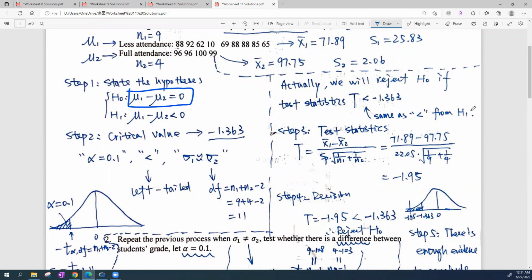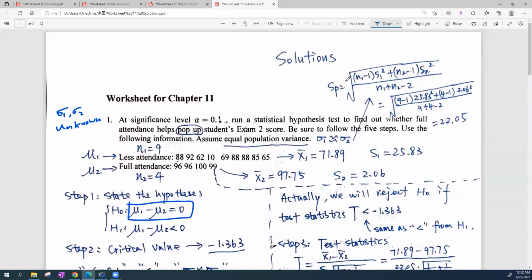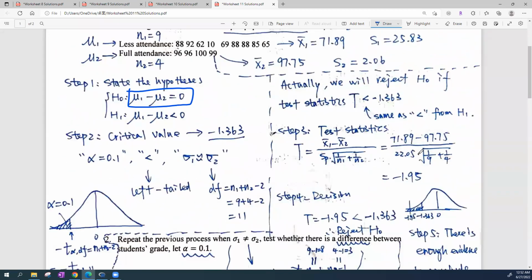And step 3, we want to calculate the test statistic. So the test statistic is x1 bar minus x2 bar minus mu1 minus mu2. The mu1 minus mu2 is the hypothesis value, so that's 0. So we don't have to write it out. And divided by the pooled standard deviation times square root of 1 over n1 plus 1 over n2. So we can calculate that using the formula here, 22.05, and plugging in gives the test statistic, negative 1.95.